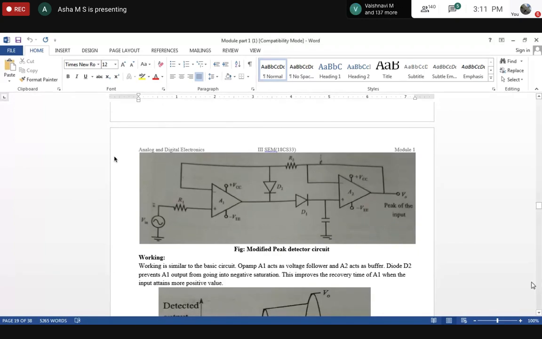So once again, when this input comes to the positive peak, what happens? D2 becomes reverse biased and D1 becomes forward biased. Once D1 becomes forward biased, it means that there is a new peak value to be detected, correct? Because the input has gone above the peak it has detected so far, D1 becomes forward biased again and the capacitor starts charging. So is that clear now, Deepa?